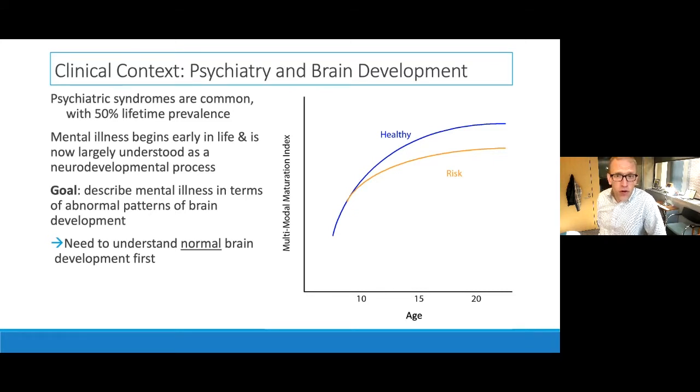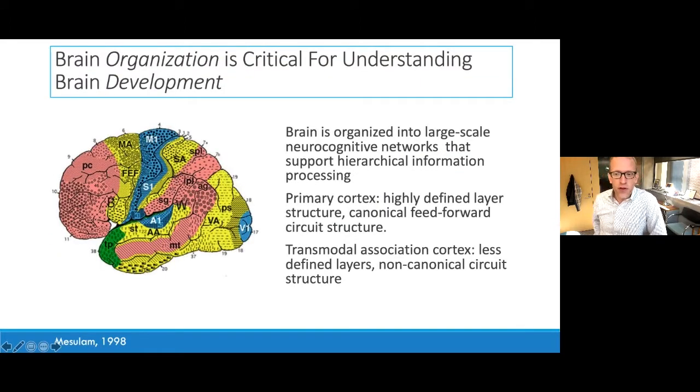Accordingly, the overall goal of my research is to understand how major mental illness is encoded in terms of abnormal patterns of brain development. However, to understand abnormalities associated with mental illness, we first need to understand how the brain develops normally, because understanding the timing of how specific brain systems develop may help us understand the emergence of symptoms. The main overall theme that I want to convey here is that to understand brain development, one also needs to understand fundamental properties of brain organization.